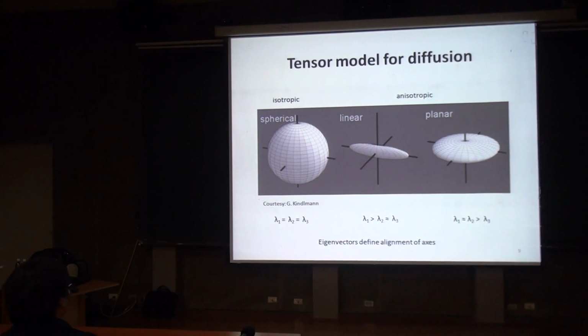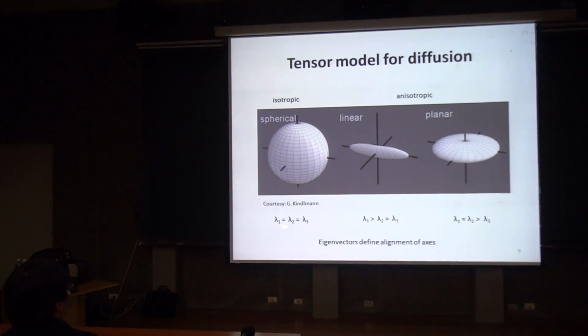Simplification. Actually, this is the approximation of the probability density function. We make a simplification by modeling the diffusion as a tensor. So this is the tensor model. As we can see, this is the rank 2 tensor.